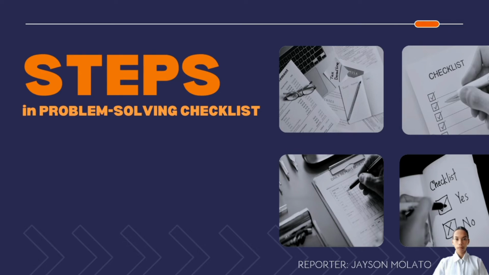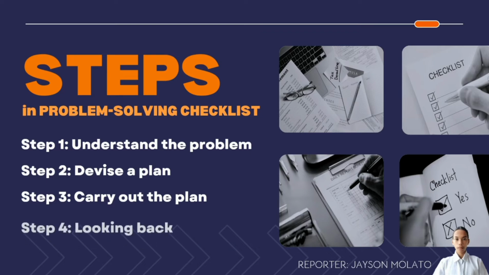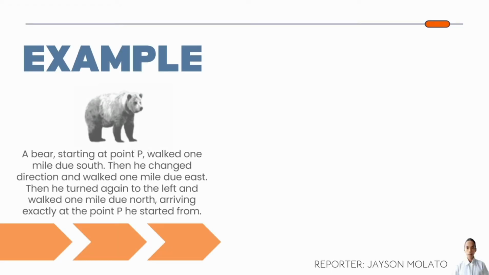So these are just steps in problem solving checklist as I used in my examples. Step 1 is you should understand the problem. Step 2 is devise a plan. Step 3 is carry out the plan. And step 4 is looking back. So this is an example of a problem solving checklist.